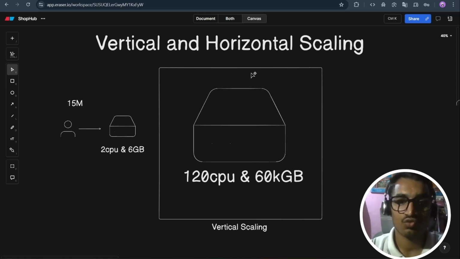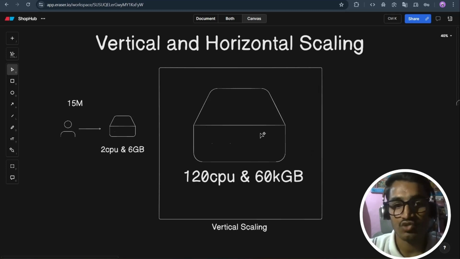There are two solutions. First is vertical scaling and second is horizontal scaling. So let's first understand vertical scaling. In simple terms, in vertical scaling, we increase the size of the server. What does it mean? We increase the number of CPUs and memory and deploy our application on a single server.